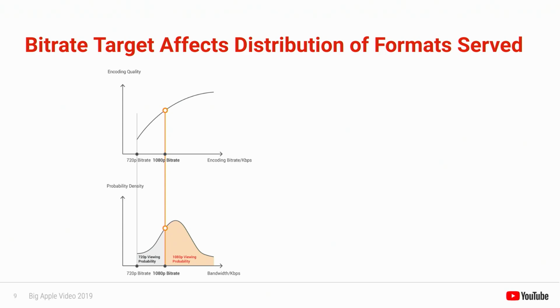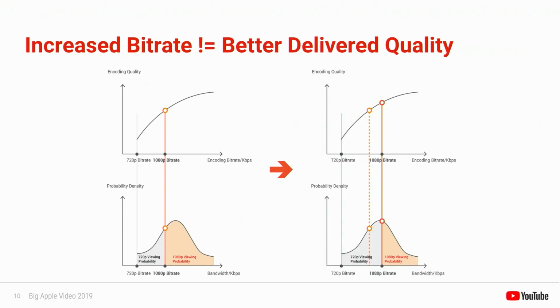Now, what would happen if we increase the bitrate target for 1080p? You can see the result on the right side. Increasing the bitrate for 1080p will increase the encoded quality of that representation, but it also reduces the fraction of viewers who will be served 1080p. As can be seen on the lower right, a very large group of viewers will now be seeing 720p instead of 1080p, so their delivered quality goes down instead of up.